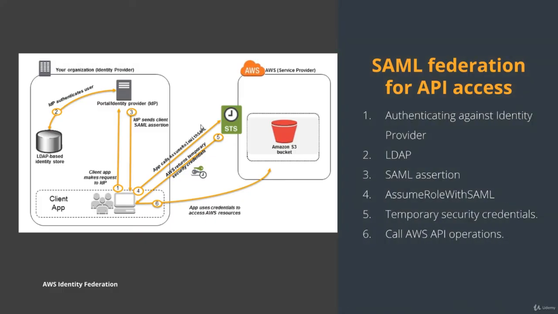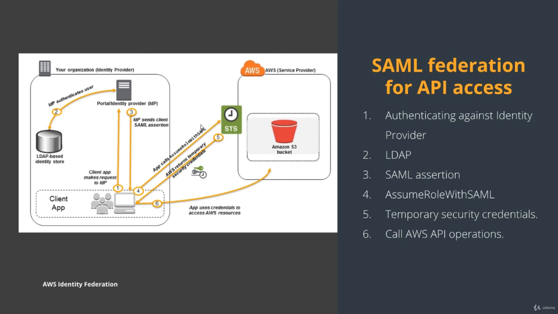First, I will quickly describe the first approach. This diagram can be found in AWS documentation. Let's quickly walk through it. A user in your organization is using a client app to request authorization. The app is authenticating against the identity provider.